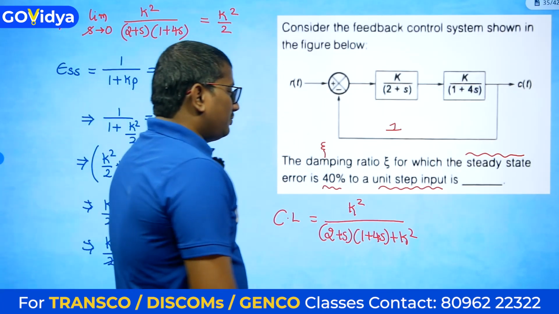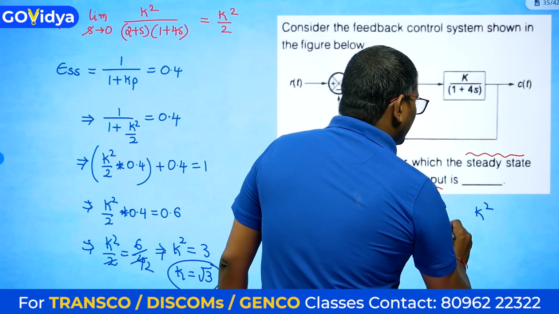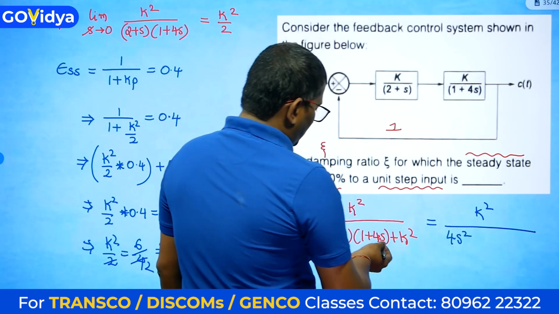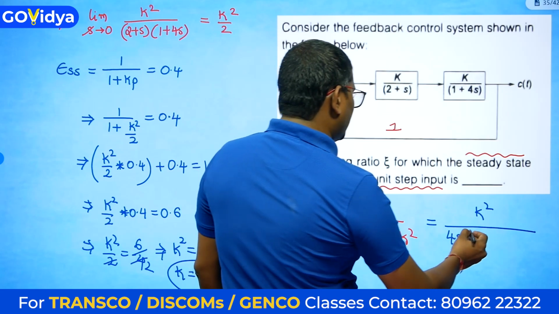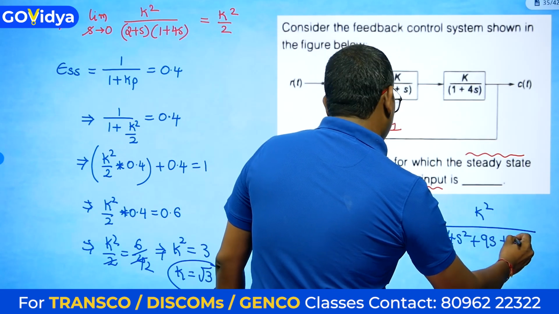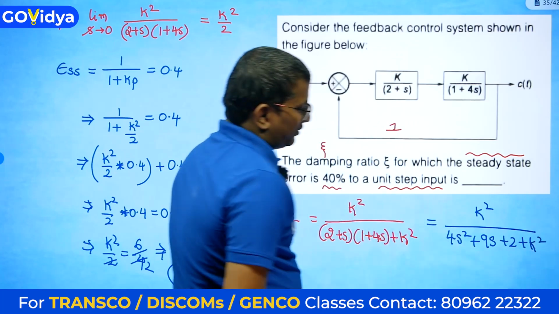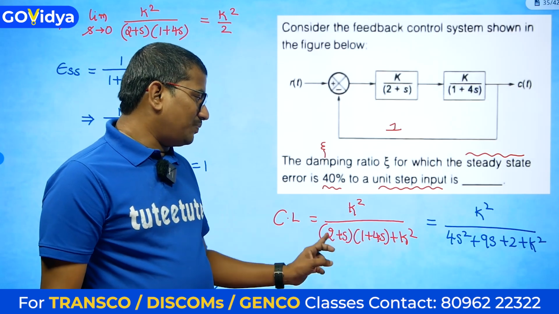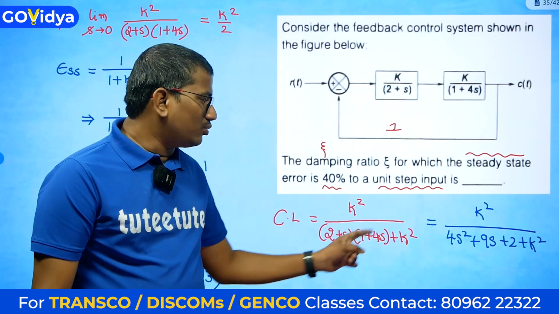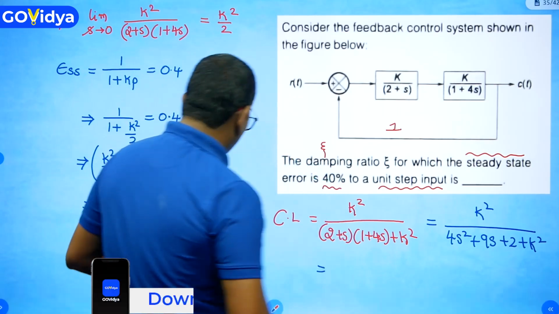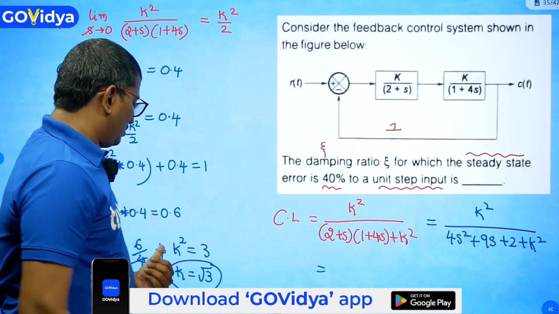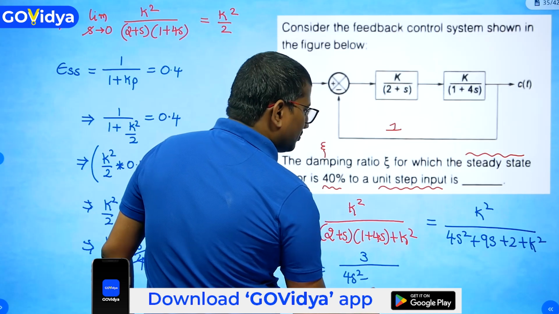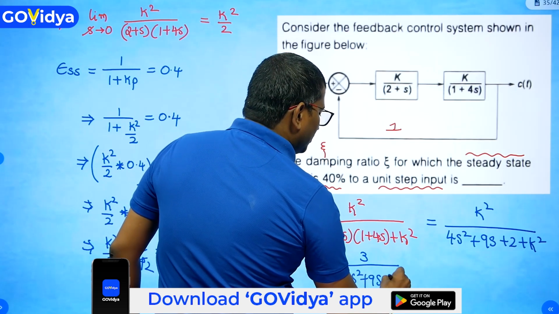Correct? So now you simplify this, which is nothing but K square divided by, what is there? 4s square, next s, this is s and this is 8s, plus 9s, plus 2 plus K square. 4s square plus s plus 8s, total 9s, 4s square plus 9s, 2 into 1, 2 plus K square. And what is the K square value we got here? 3, because K into K, K square value is 3. So 3 divided by 4s square plus 9s plus 2 plus 3.